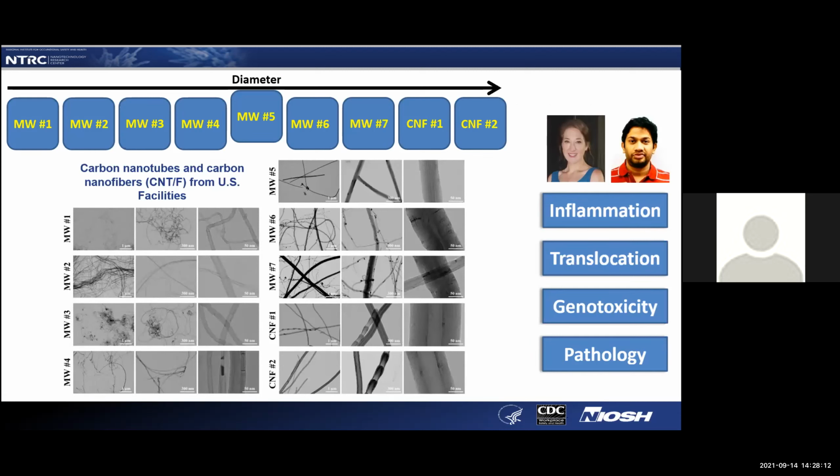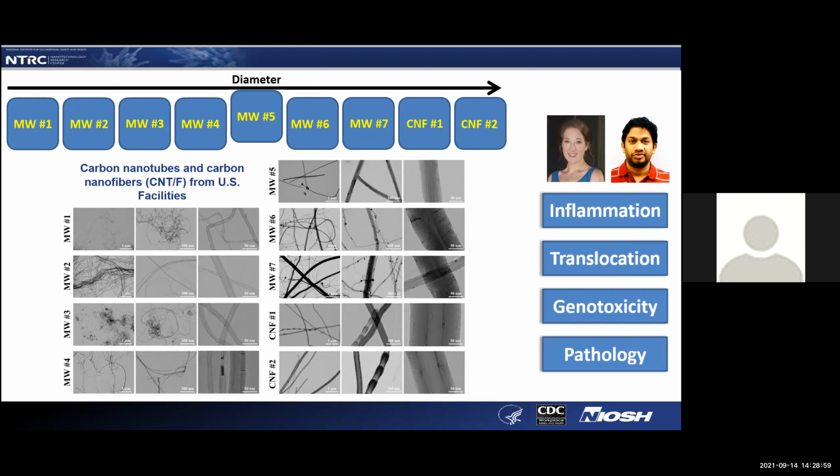What we found was that there was this wide distribution of materials within this class or family. And a lot of the work had originally been done on the Mitsui 7, or what we have in our study is MW number 5, our benchmark material. And companies were letting us know, hey, our material doesn't look like that. Are we going to have the same toxicity, or are we not? So in the same vein of what Fiona presented, we did a study with 9 different materials, 7 multi-walls and 2 carbon nanofibers, where we looked at different endpoints of inflammation, translocation, genotoxicity, and pathology of these different materials.